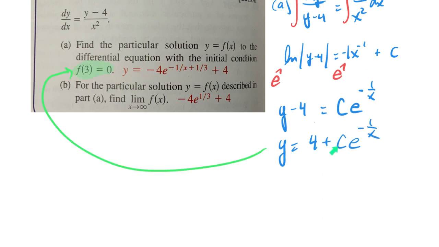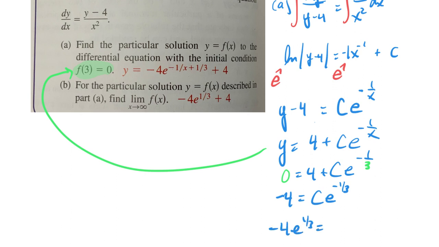And then we can find what c is because we have an initial condition. When x is 3, the y value is 0. All right, then let's solve for c there. We have negative 4 equals c e to the negative 1/3. So we have negative 4 times e to the positive 1/3 is equal to c.